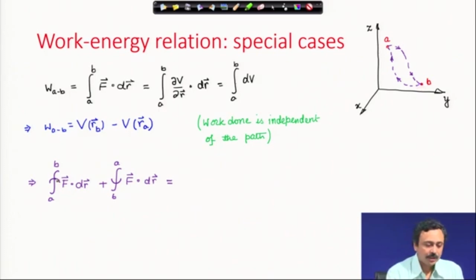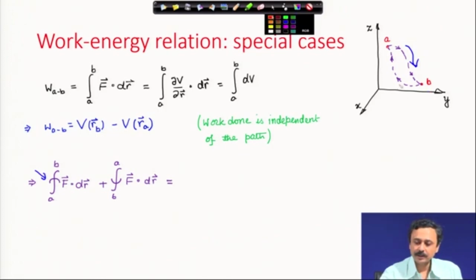Now, suppose this is, let us say, the upper path. Then as the particle moves from A to B, it is F at all these points dot dr on this path as it moves from A to B. On the other part, the return path, it is this integral, again force on this path dot dr on this path integrated from B to A.